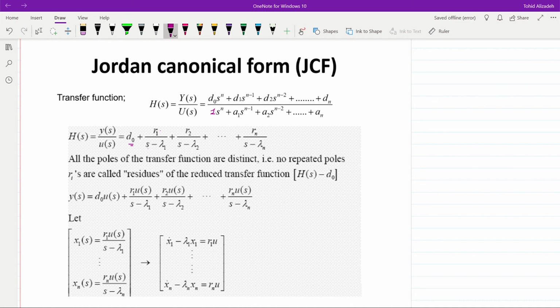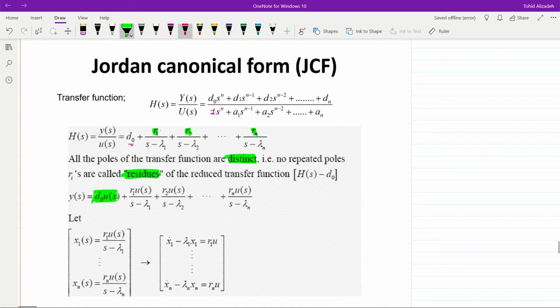In this case, all the poles that we have for our transfer function are distinct again, so this is important to keep in mind. There are no repeated poles. We call these r1, r2 up to rn. They are called the residues of the reduced transfer function if we subtract d0 from h of s. So y of s will be written in this form, d0 times u, so this is the feed-forward path, plus r1u over s minus lambda 1 plus the other terms.